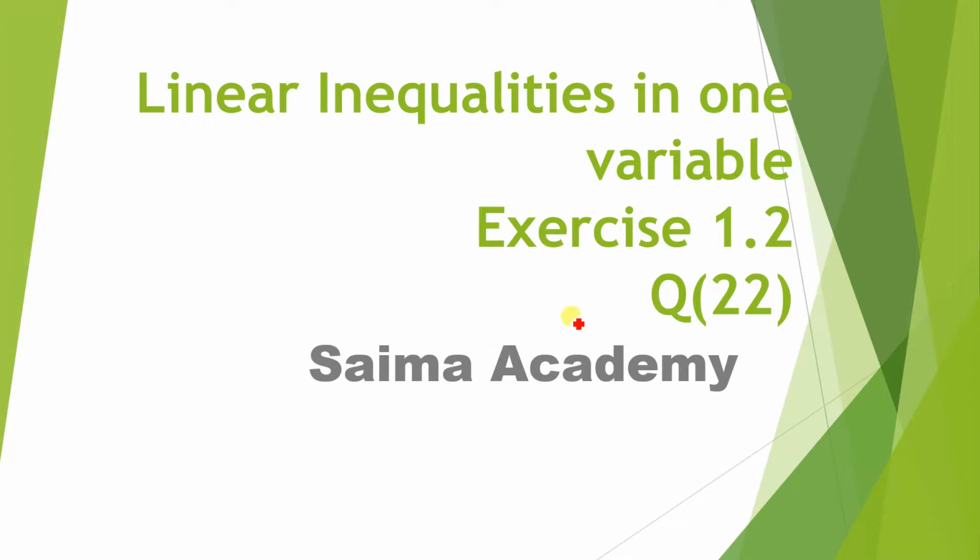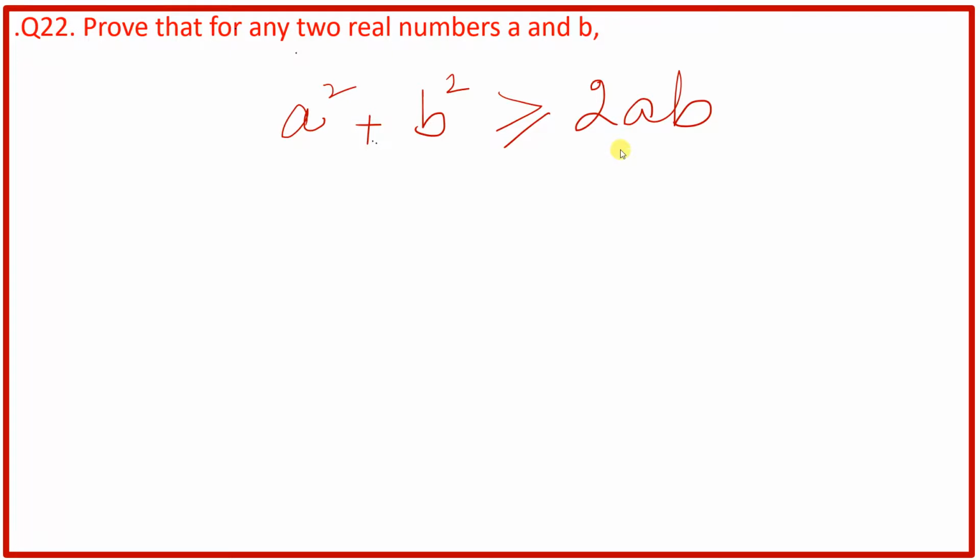In this lesson, we will discuss question number 22, and this is the last question of exercise 1.2, linear inequalities in one variable. The question says: prove that for any two real numbers a and b, a square plus b square is greater than or equal to 2ab.